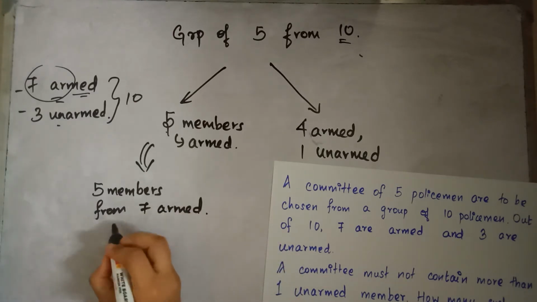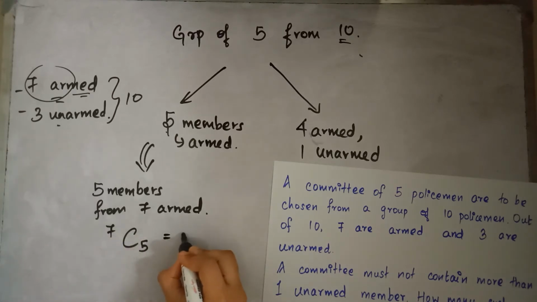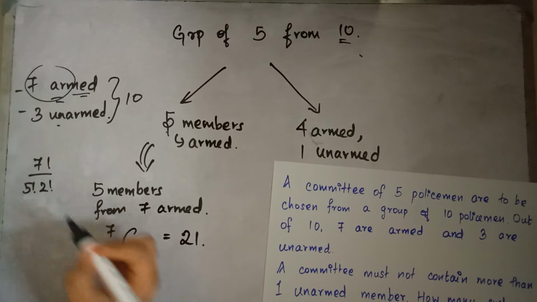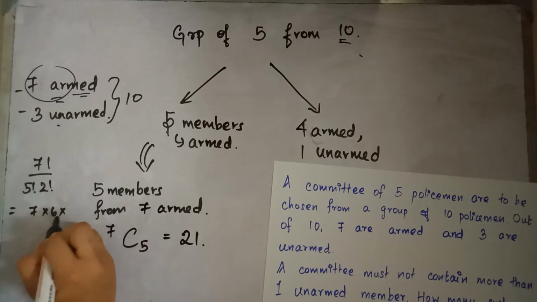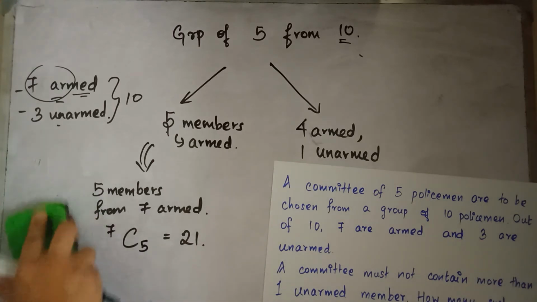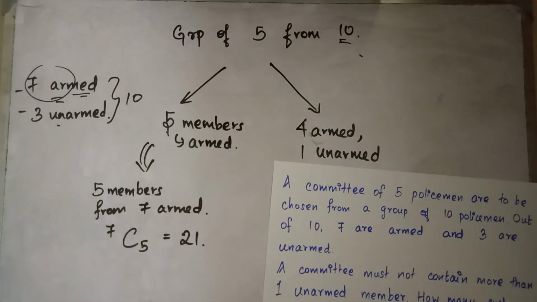So we'll find the combination for this. I'll be choosing 5 from 7 and this will give me 21. It's 7 factorial by 5 factorial and 2 factorial. 7 into 6, because 5 factorial will get cancelled, right? So down here we'll have 2 into 1. So I'll have 21, right? So there are 21 ways to form a 5 armed members committee.